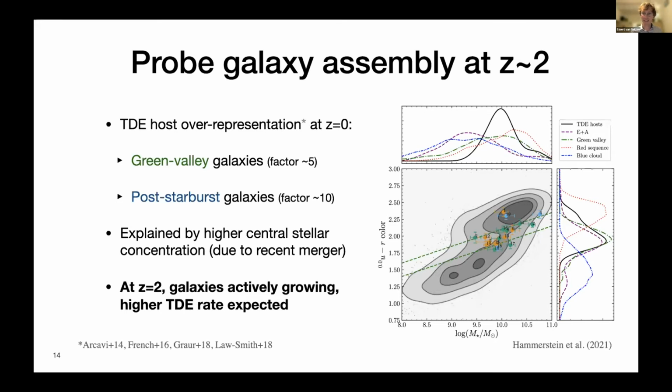So we should expect an enhanced rate, basically because at high redshift, almost all galaxies are in a green valley, right? Because they're all just forming their stars. So blue or green.